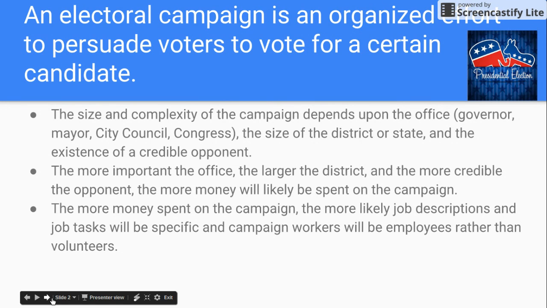So basically, the larger the campaign, the larger the district, like the bigger the city that somebody's running to try to be a representative for or on the city council or whatever, the more money that's going to be spent.